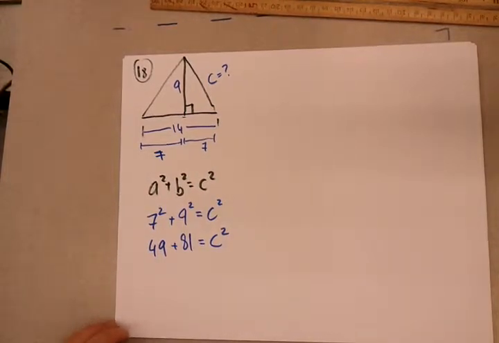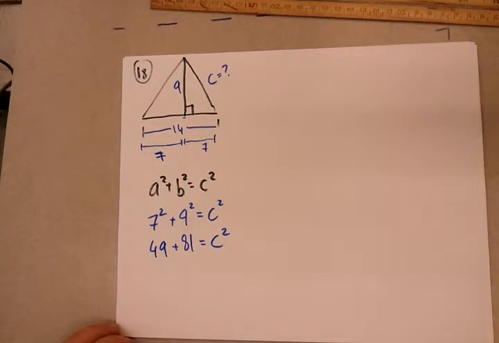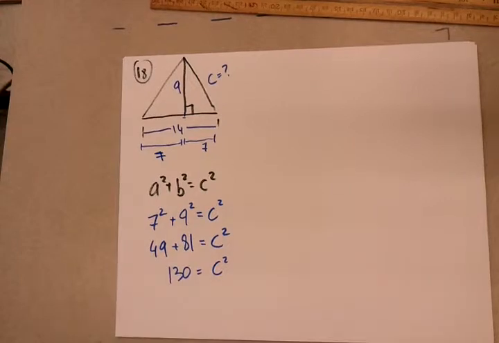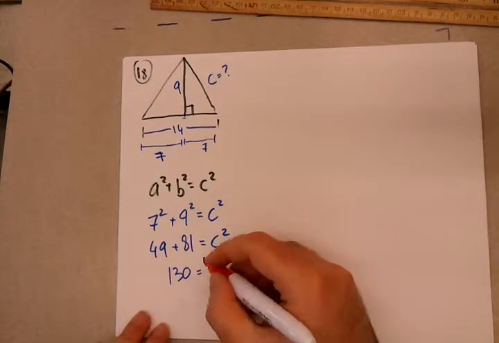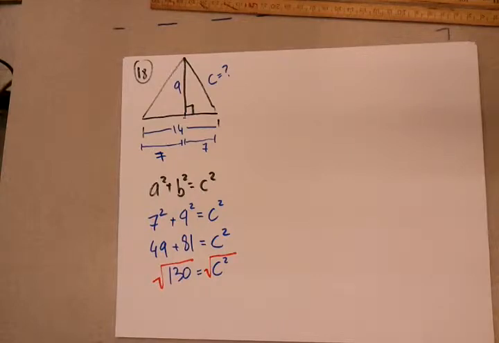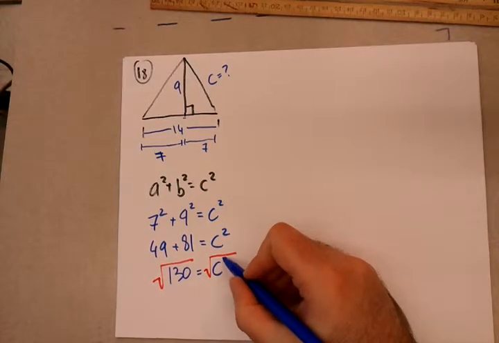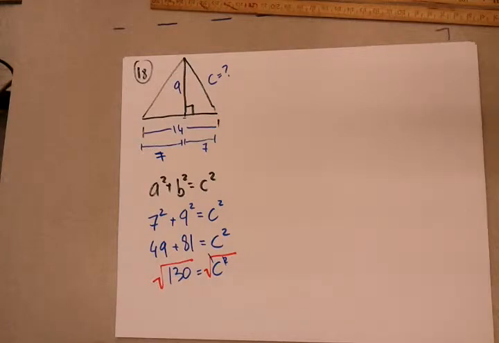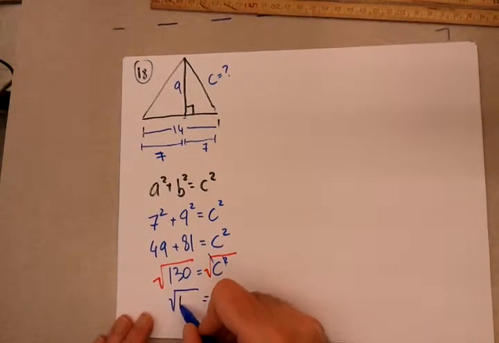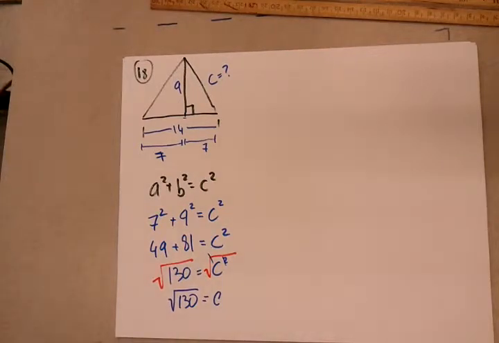Now, go ahead and crunch your math, and you will see that 49 plus 81 equals 130, equals c squared. Then, of course, we're going to go ahead and root both sides. And once we do that, we can cancel out the power of 2 with its root. We find out that c equals the root of 130. I'm pretty sure that's not simplified all the way.